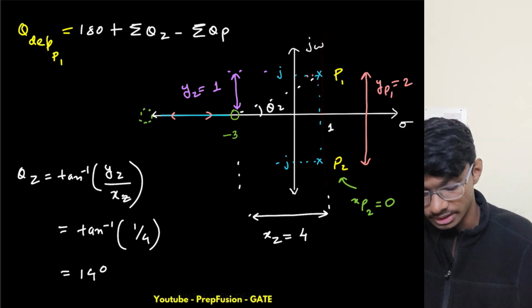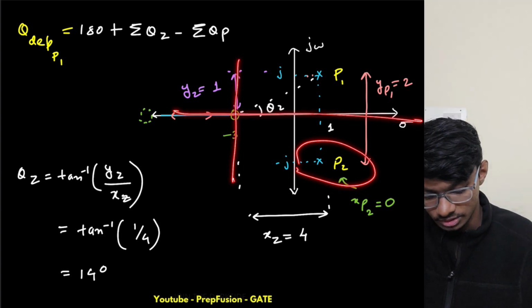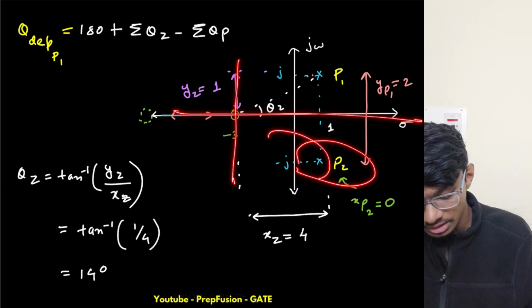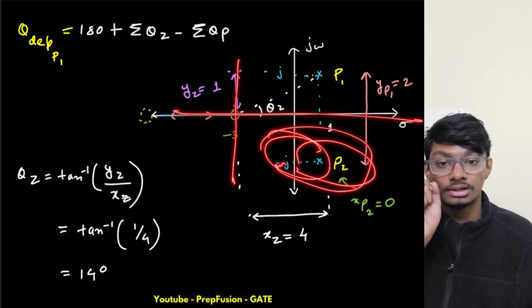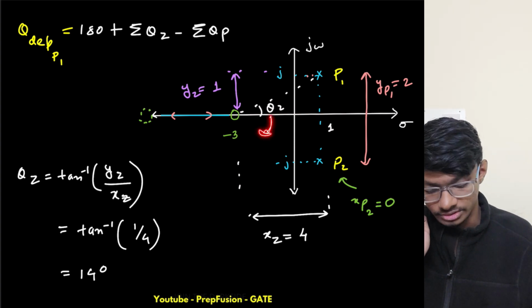Now let's say I want to measure for this 0. Where is this P2 lying with respect to it? P2 is lying in the 4th quadrant, right? So this will be something negative.